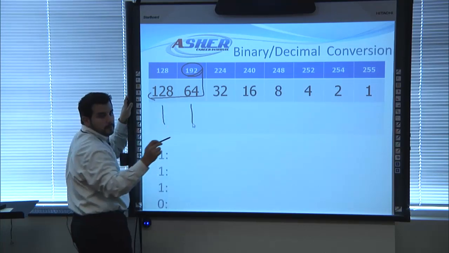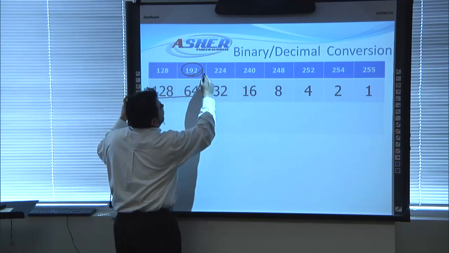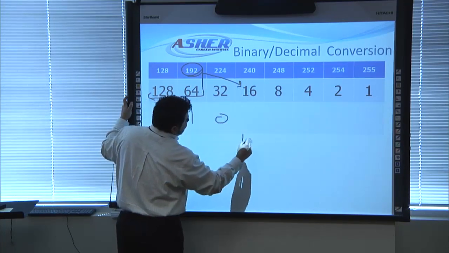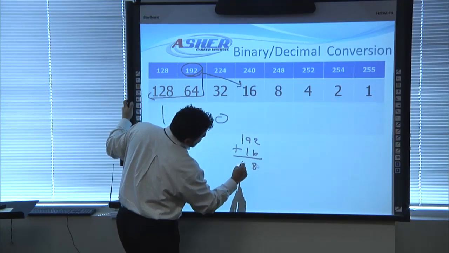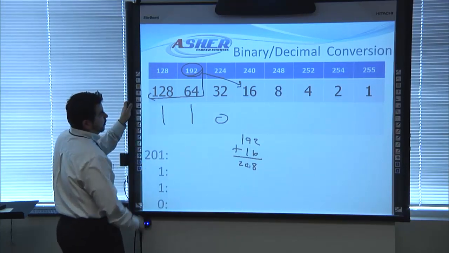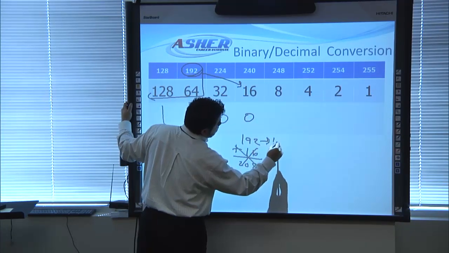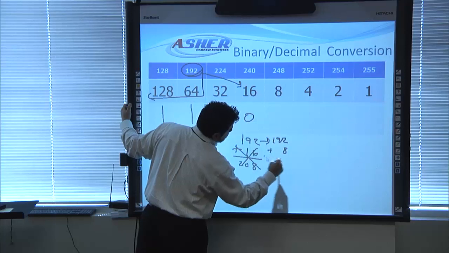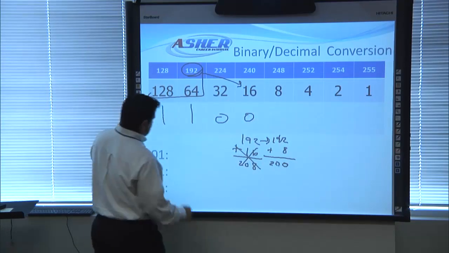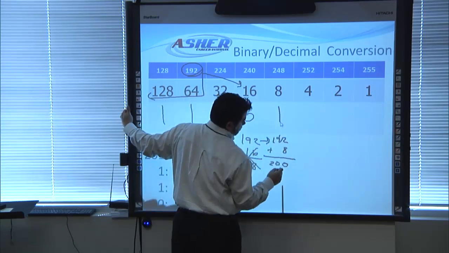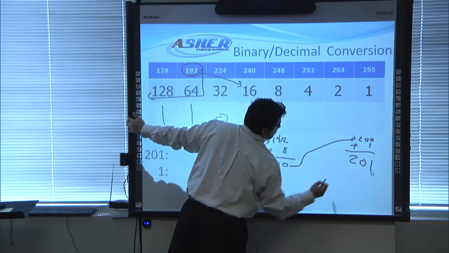And then what's the next step? I know we have a subtraction person and an addition person. You're going to add what? 192 plus 16 gives me 208. Did I go over? Yep, so I cannot use 16. Let's carry that 192 plus 8. What do I get? 200. Am I over? Nope. 200 carried over here plus 1 gives me 201. Hooray.